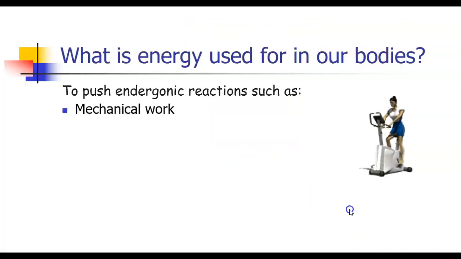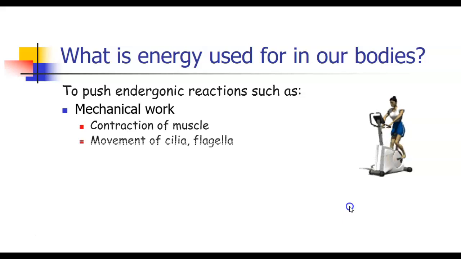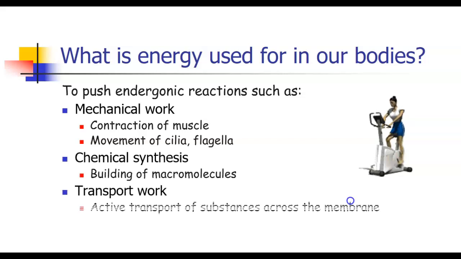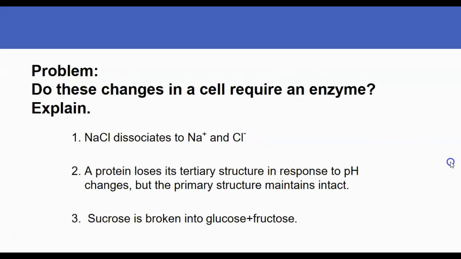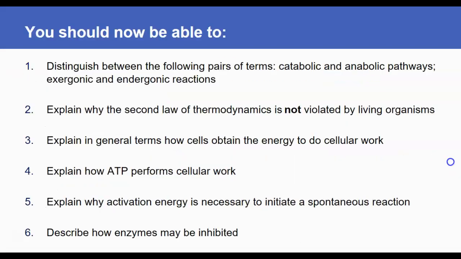And again, as a reminder, our body is using all this energy for mechanical work to contract and move things, for chemical synthesis of building up all those macromolecules, and then of course to move things across the membrane and into various compartments. And it's enzymes that are needed to form or to break covalent bonds. So what we're doing in this chemical energy is we are making and breaking bonds. If you're making and breaking bonds, you're going to need energy to reduce that activation energy. So you can do a quick little quiz of yourself, and I've got all the answers, and then here you can see all the information that you are going to be expected to know.